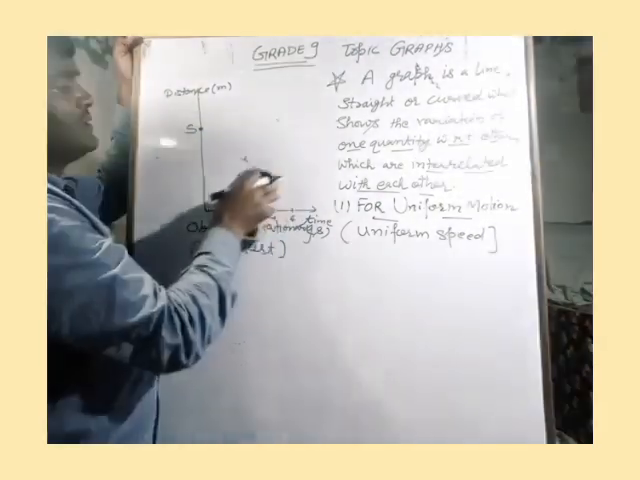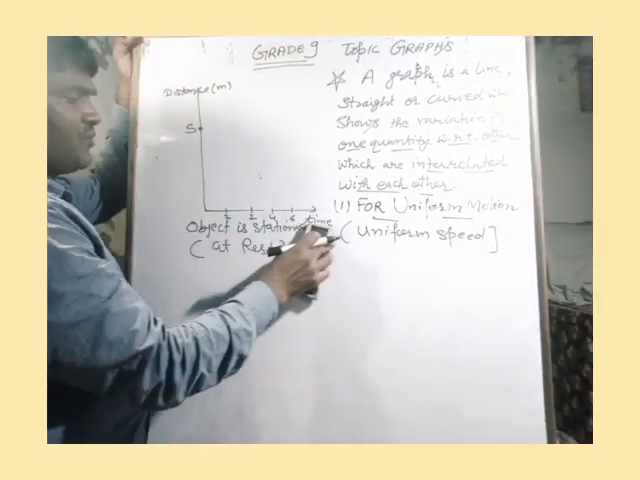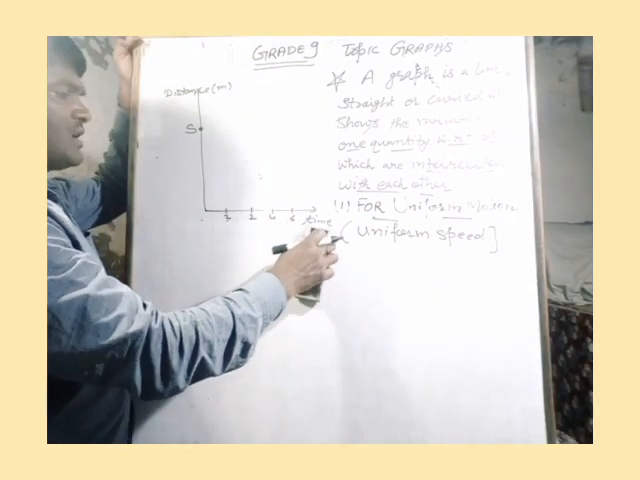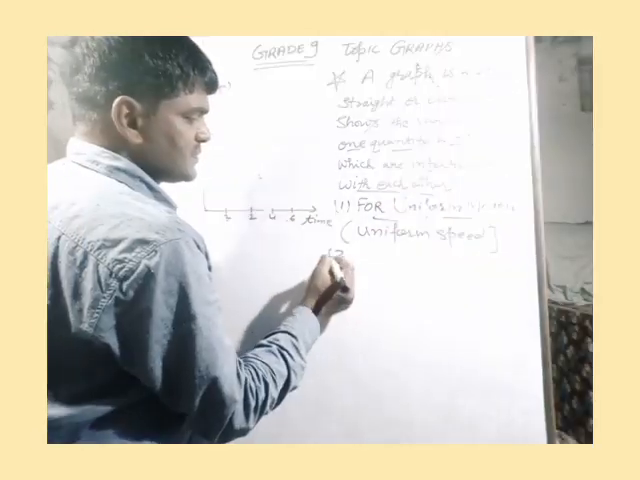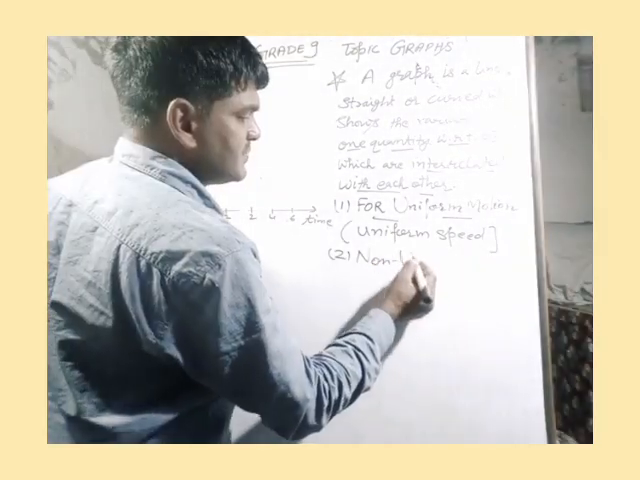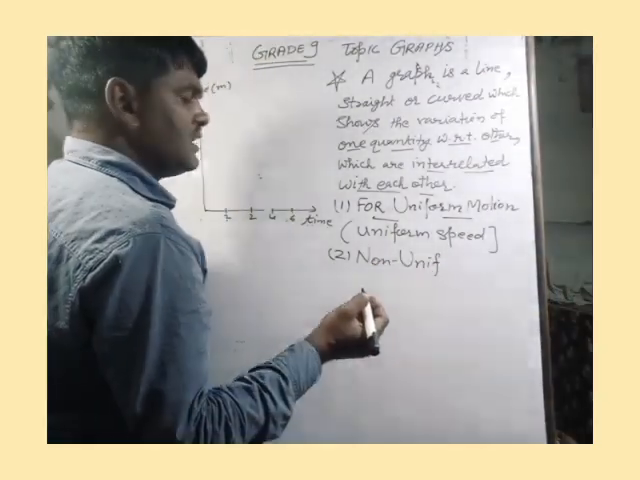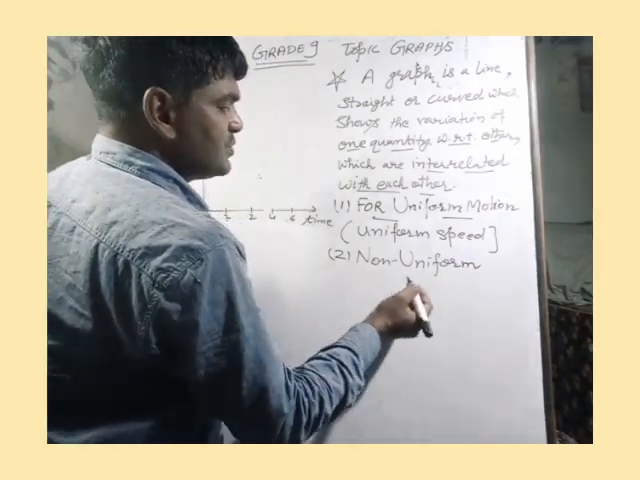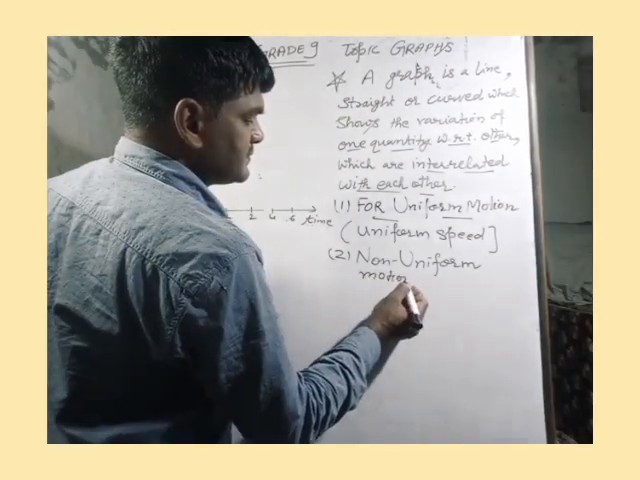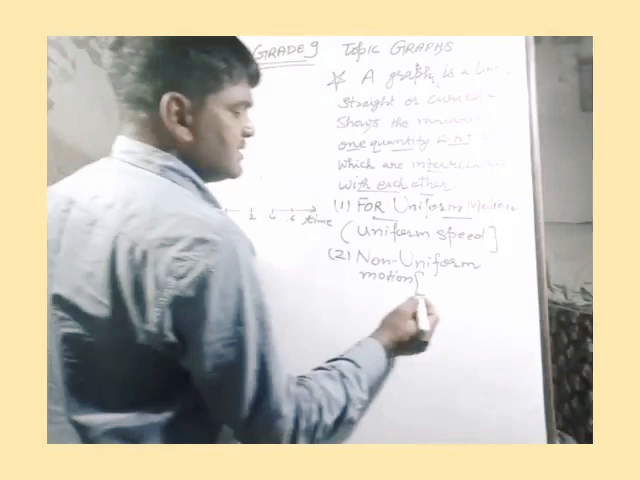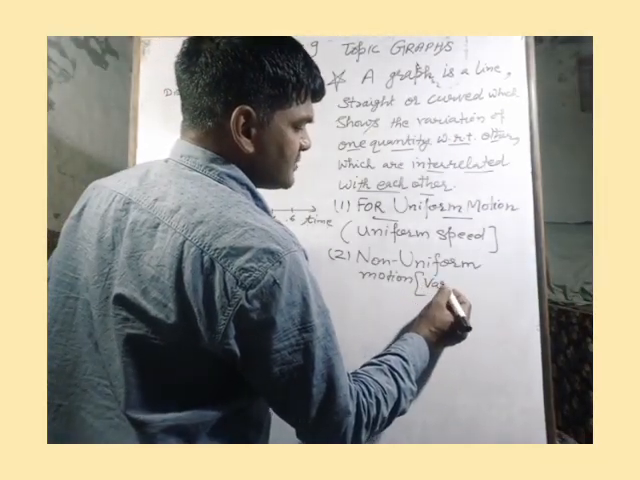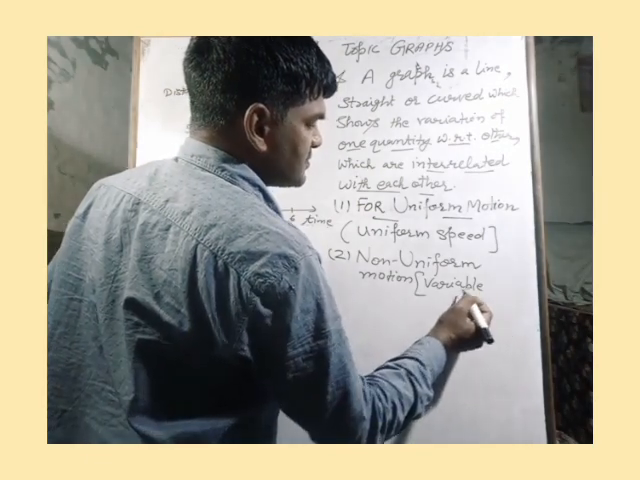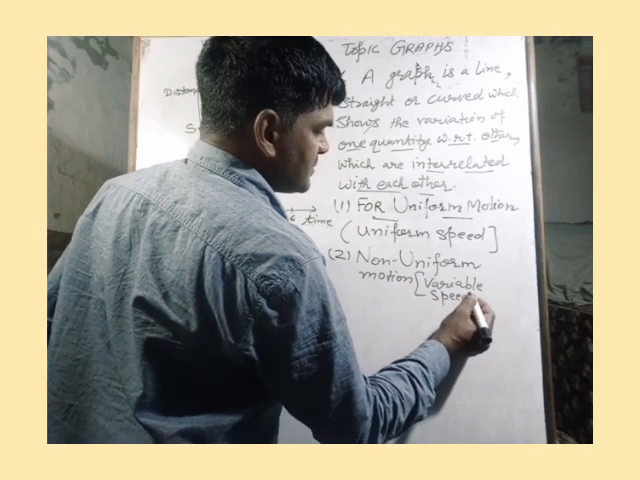Okay, similarly, let's talk about non-uniform motion. What type of graphs will be there for non-uniform motion? How can graphs change for non-uniform motion? Firstly, we are discussing the distance time graph only for different types of motion. When we talk about non-uniform motion, the object is moving with variable speed. The speed of the object is changing continuously, so it is termed variable speed.